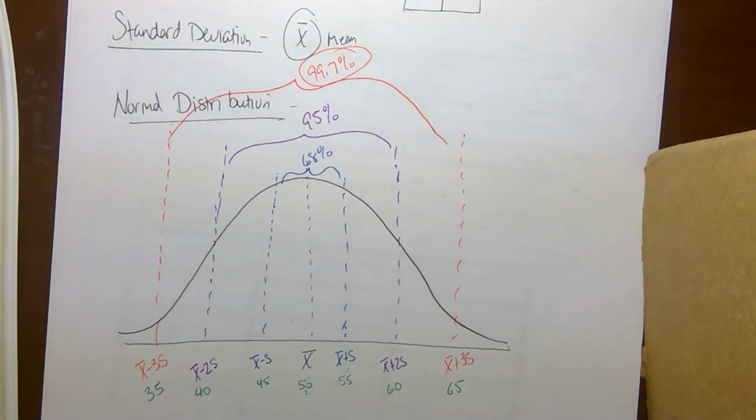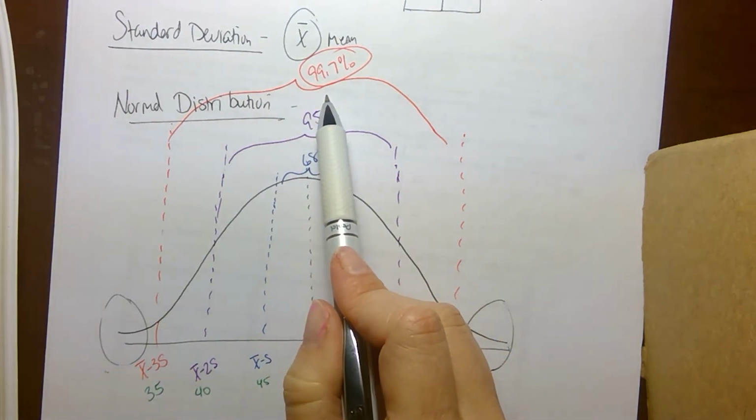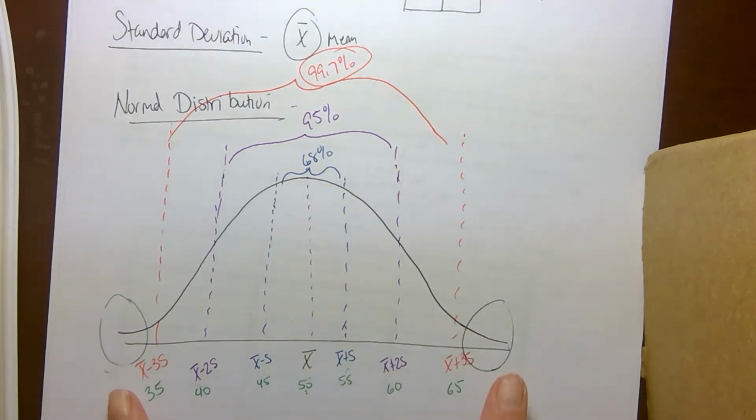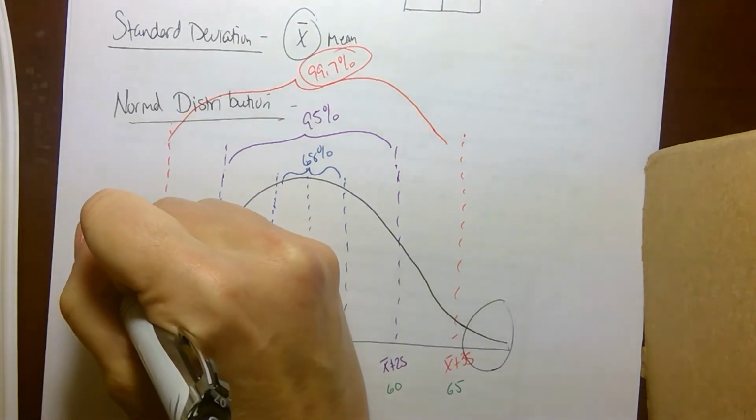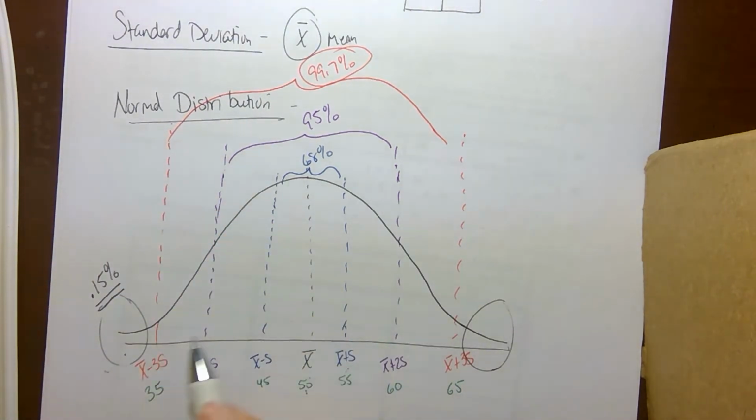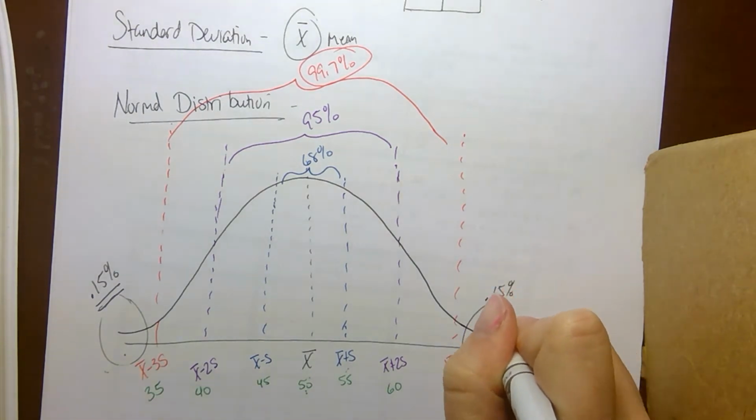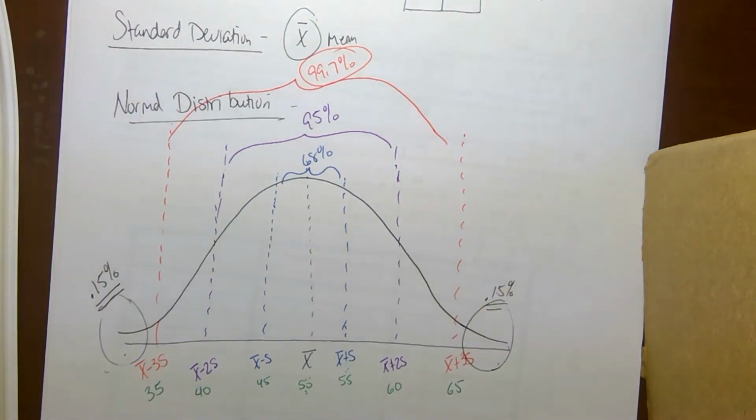Well, what is left are the percentages that are in these tails over here, above and below. This tail at the lower end, this tail at the upper end, beyond 3 standard deviations from the mean, I've got the remaining 0.3% of the data. Well, that 0.3% is spaced evenly above and below. So 0.15% of the data is in this lower tail, and 0.15% of the data, the population, is in this upper tail.